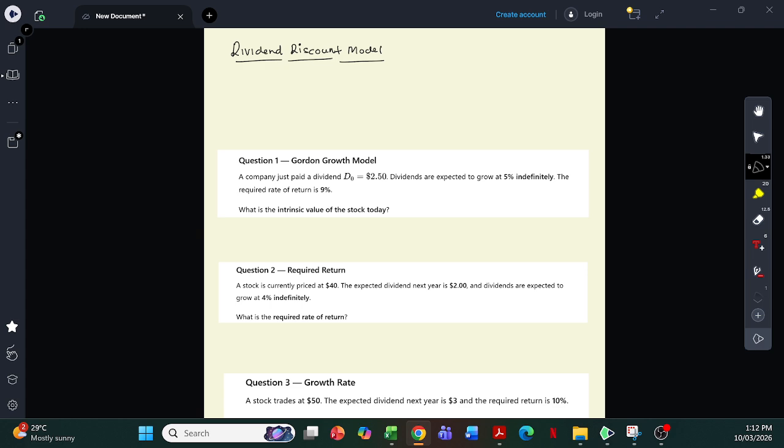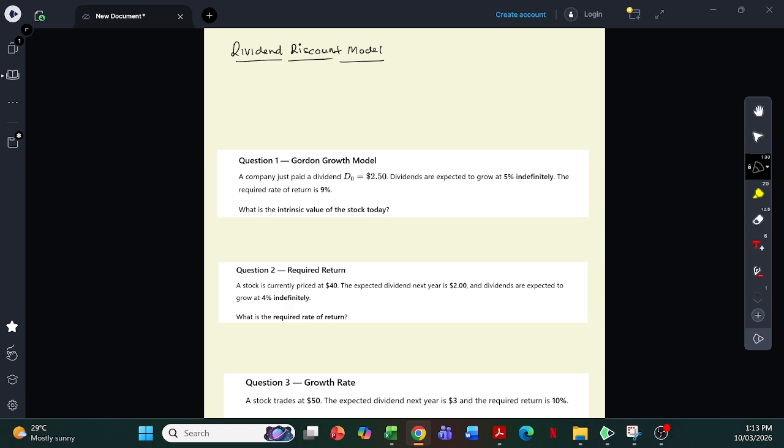The core idea behind the dividend discount model is that investors buy stocks for future cash flows. The value of any stock today is the present value of its future cash flows. And for shareholders, the most direct cash flow is dividends. So the dividend discount model values a stock as the present value of all future dividends. Just to reiterate, the value of a stock today equals the present value of all future dividends investors expect to receive.